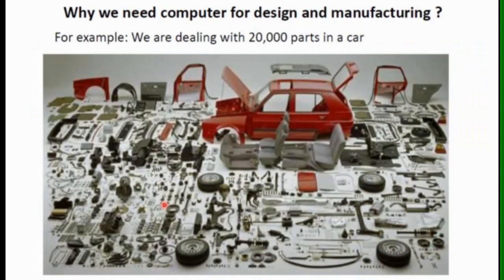Then we can see here why we need computers for design and manufacturing. One example is car manufacturing, or any other manufacturing industries, likewise aerospace industries, automotive industries, or any mechanical industries or power plant industries where boilers, compressors, and turbines are basically used. These complex engineering systems deal with a large number of parts, and it is very difficult to design, control and assemble these parts manually. It is very difficult. So therefore computers are required while dealing with these components or parts.